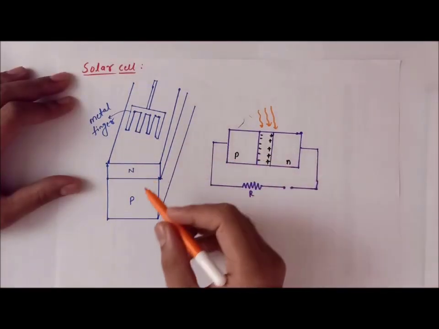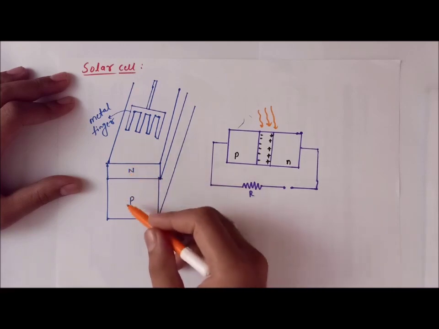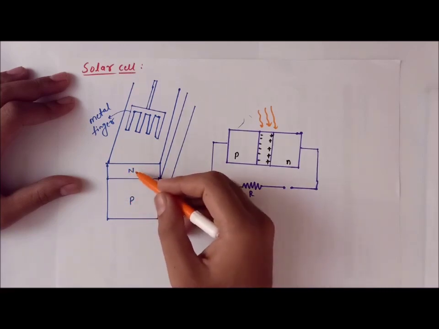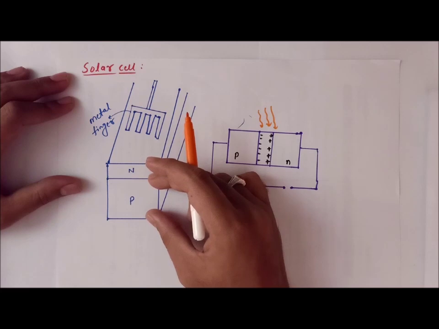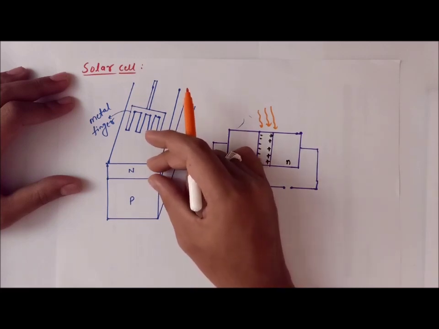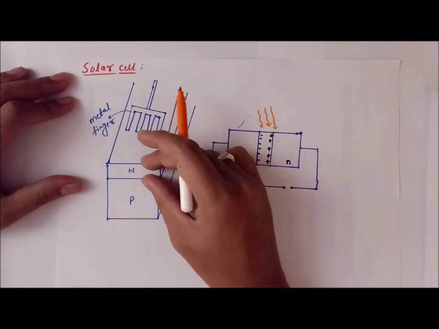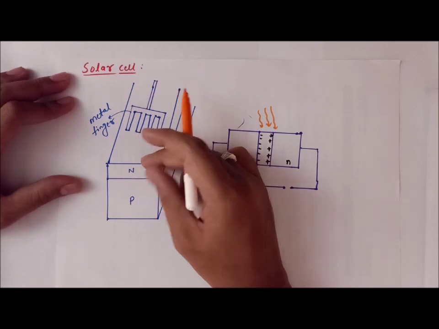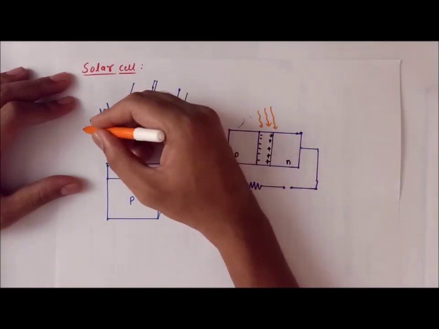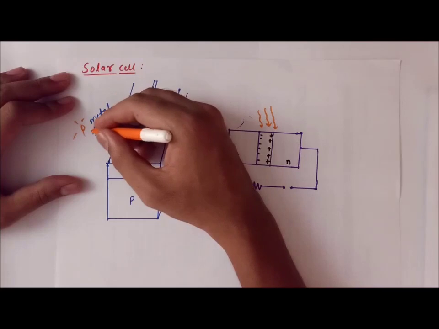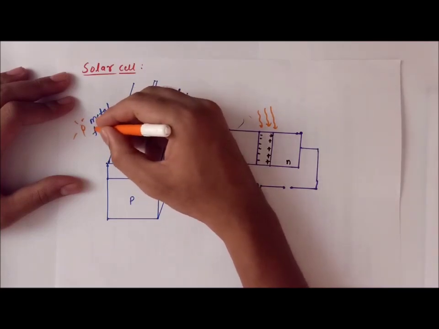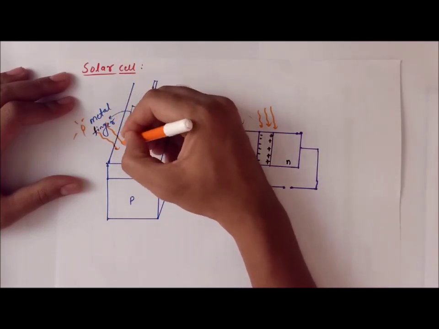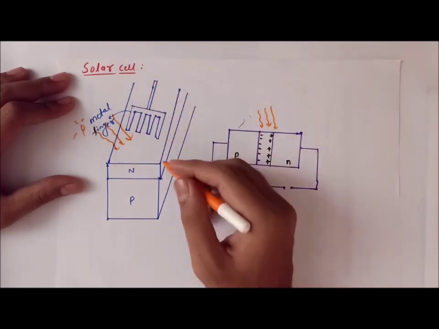A solar cell consists of a PN junction, with a P side and an N side. The P side is a little thicker and the N side is thinner. Why is it so thin? When the sun is here, it is producing light. The light is coming and falling on the N side.